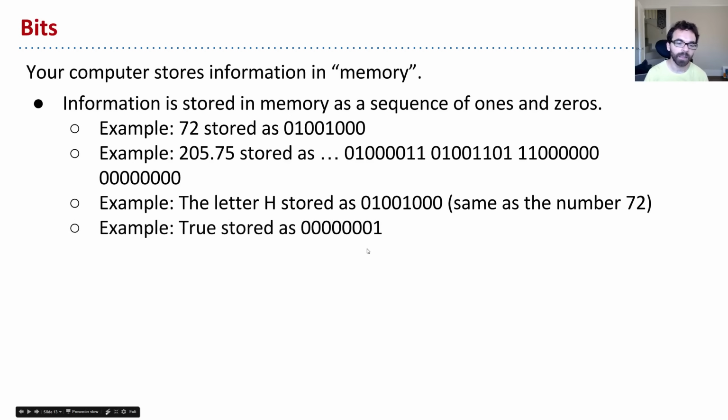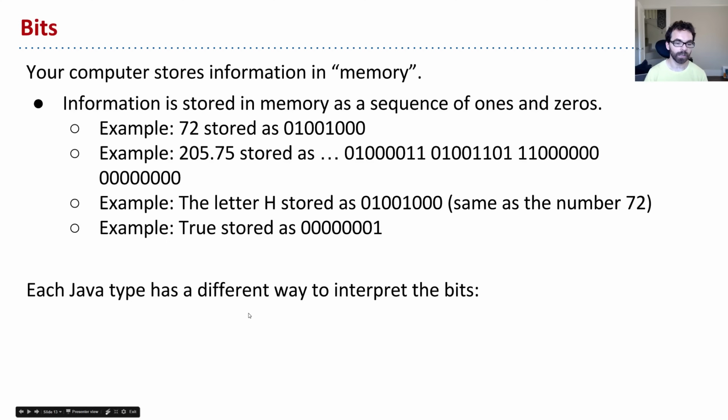Okay? And as a last example, the value true is often stored as a bunch of zeros followed by a 1. Now, it's not always the case that true is always stored this way or 72 is always stored this way, but these are the most typical representations. If you're really curious about this stuff, this class isn't really going to dig deep into representations, but suffice it to say that given anything that you can name, you can certainly come up with some sequence of ones and zeros and say it refers to that thing.